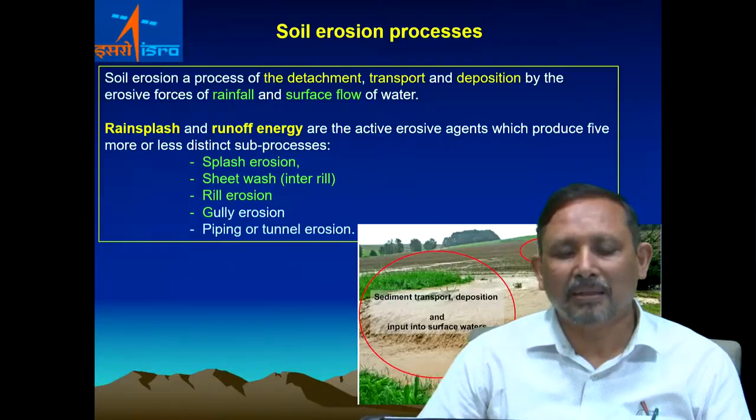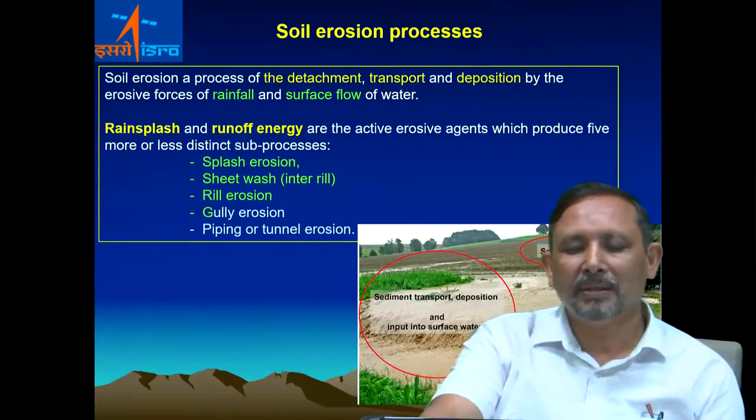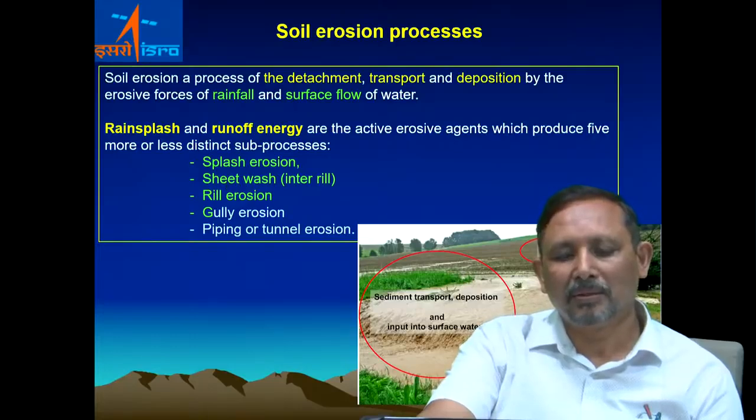What are the important processes in erosion? The first process is splash erosion, when rain hits the soil surface and particles get detached. Second is sheet erosion, where a thin layer of soil is removed from the surface, and because of that we call it sheet erosion.